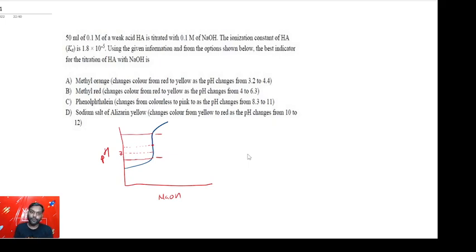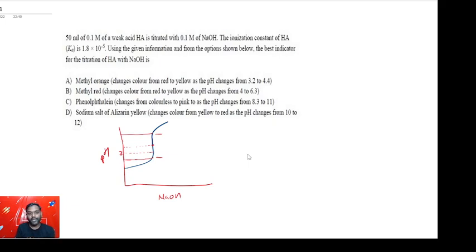because what we want from the indicator is to change the color when the last drop of the base is added, when the volume equal to the equivalence point is added. So the sharp color change can only take place if there is a sharp change in the pH around the equivalence point.